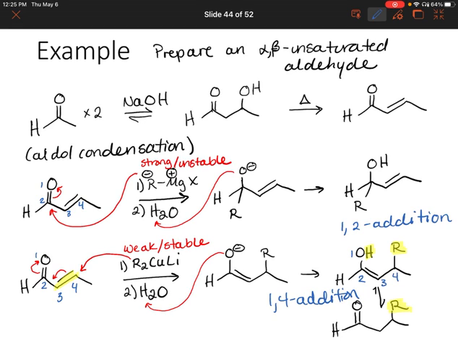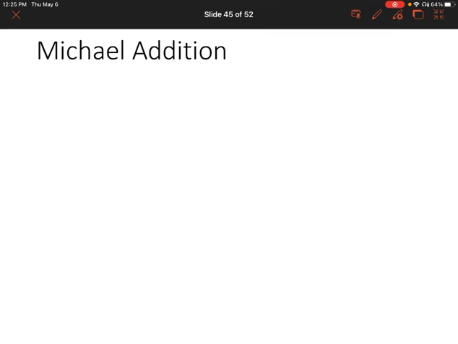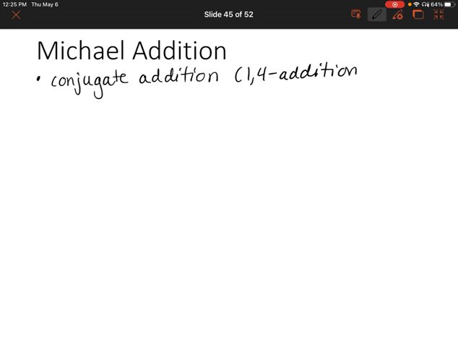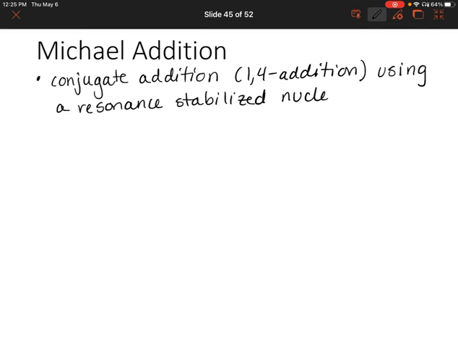All right, so let's look at a very specific reaction called a Michael addition. So in a Michael addition, we have conjugate addition, just like we saw before, but this is going to be specifically 1,4 addition. And we're going to use a resonance stabilized nucleophile, or a Gilman reagent. The Gilman reagent can also be used in this type of reaction.